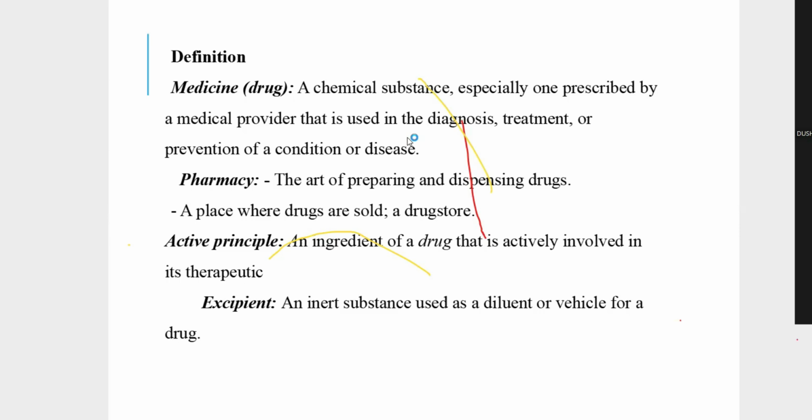So the steps for drug selection, it's better to have a drug selection committee. In hospitals, you are going to find DTC, it's a drug and therapeutic committee. Second one, determine the prevalent problems and patient characteristics.